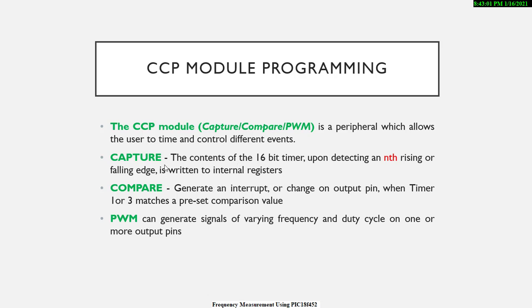What does it mean? We run a timer, basically Timer1 or Timer3 of the PIC microcontroller. Then we configure the CCP module in capture mode. And when a certain event occurs, such as the nth rising or falling edge, the contents of the timer are stored into the capture registers and we can access them. This is the function of capture mode, to capture the contents of the timer registers.